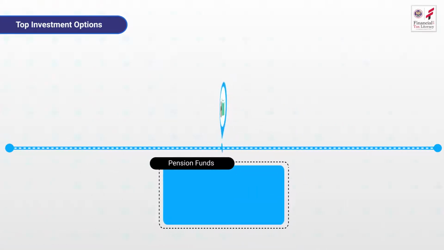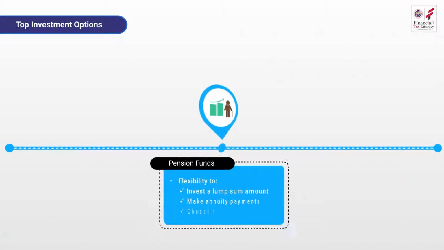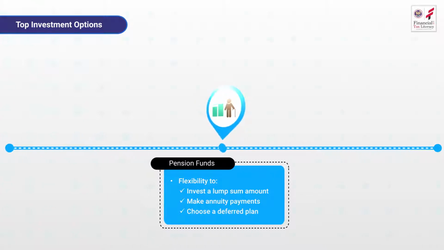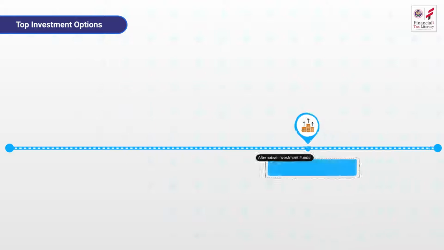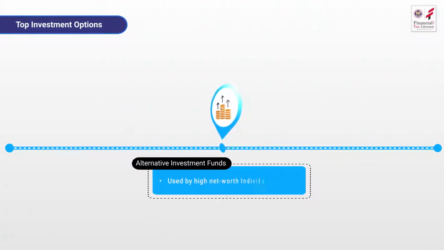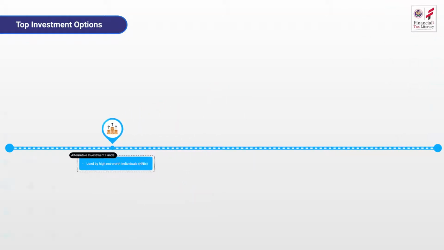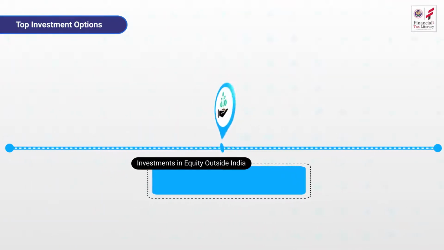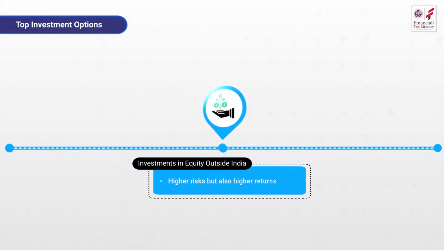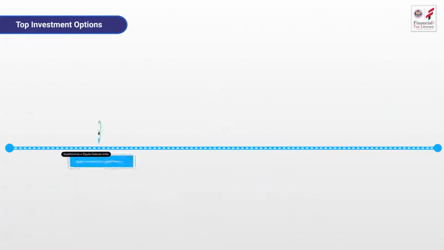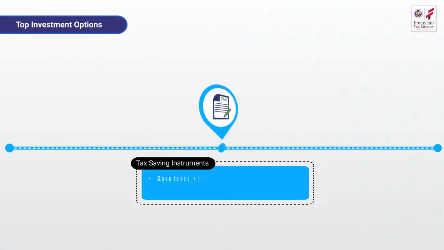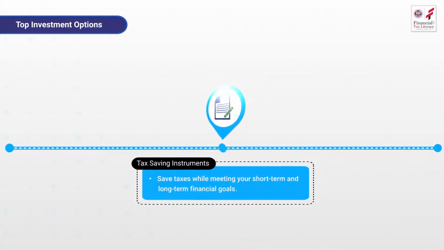Pension funds give investors the flexibility to invest a lump sum amount, make annuity payments, or choose a deferred plan. Alternative investment funds are usually used by high net worth individuals, HNIs. Investments in equity outside India through mutual funds have higher risks but may also have higher returns. With tax-saving instruments, you can save taxes while meeting your short-term and long-term financial goals.